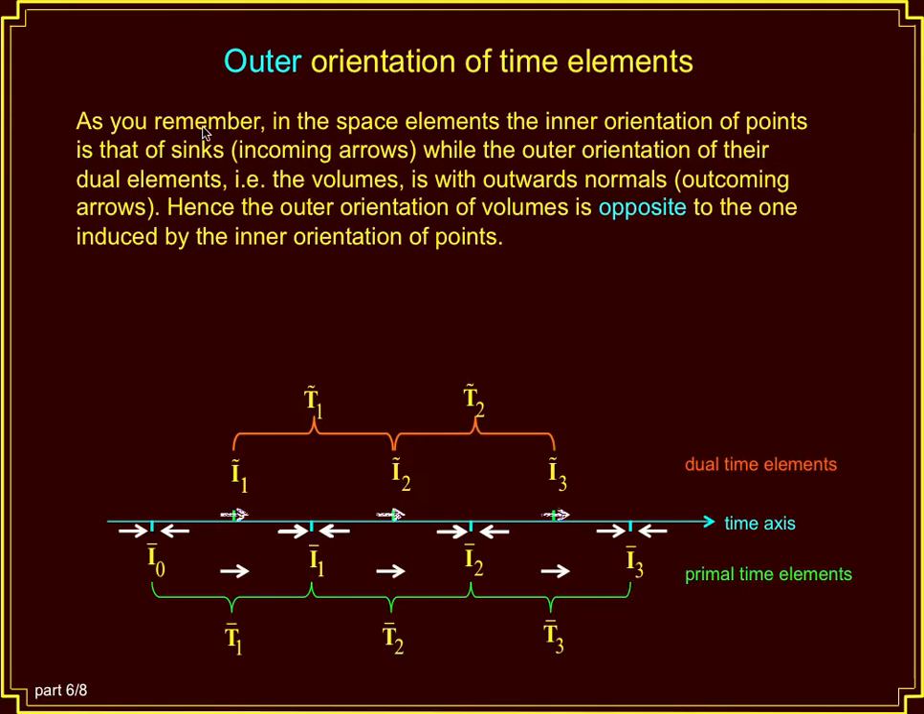But, if you remember, in the space element, the inner orientation of points is that of sinks, with incoming arrows. An outer orientation of the dual element, that is volume, is with outward normals, outcoming arrows. Hence, the outer orientation of volume is opposite to the one induced by the inner orientation of points.